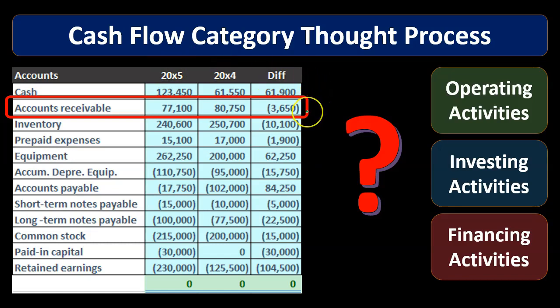So when we look at the change in accounts receivable, for example, and go through our thought process, we say, okay, accounts receivable was $80,750 in the prior year. At the end of the current year, it's $77,100. That means it went down by $3,650. Our goal here is just to determine which category that change belongs to. Is it operating, investing, or financing?